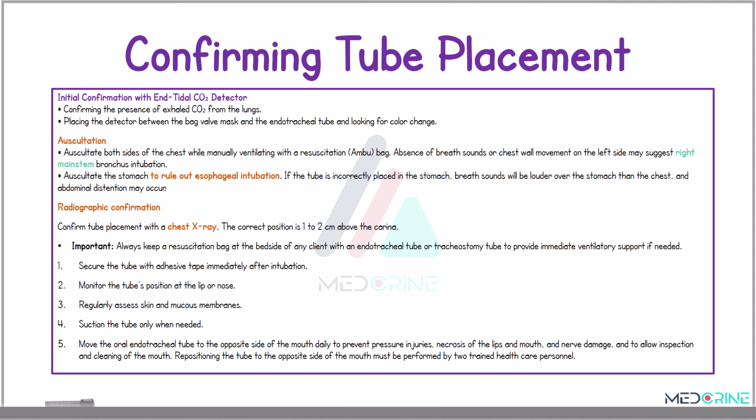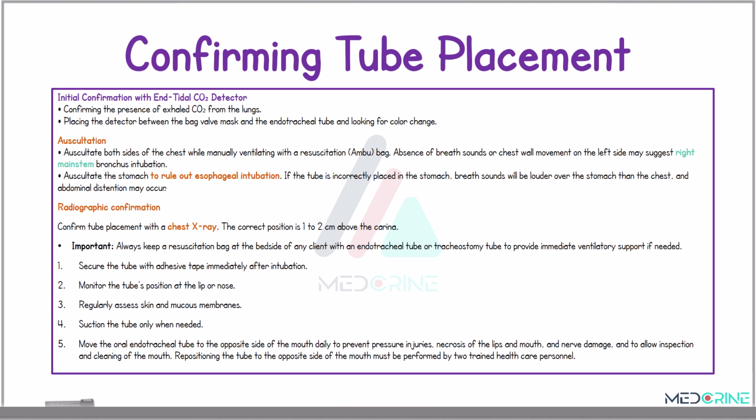The second method of confirming correct tube placement is auscultation. We auscultate both sides of the chest while manually ventilating with a resuscitation bag or an Ambu bag. During auscultation, an absence of breath sounds or absence of chest wall movement on the left side may suggest a right mainstem bronchus intubation.